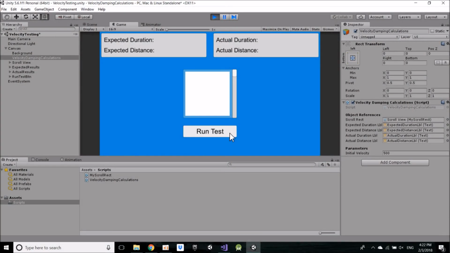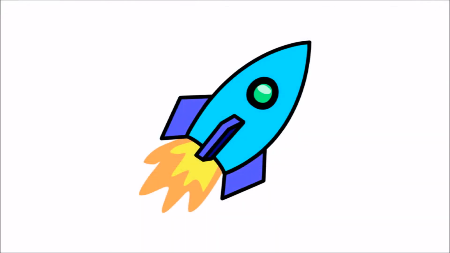Hey guys, this is the first video of a 3-part tutorial where I'll share how to calculate how long and how far a scroll rect will scroll after the user ends a swipe, assuming inertia is enabled. Although I'm explaining this technique in the context of a scroll rect, the same calculations can also be used for other things, such as a spaceship decelerating to a complete stop.